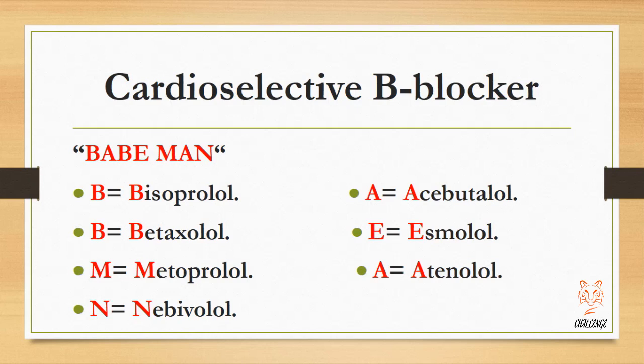Okay, let's go back to our mnemonic, which is baby man. So, B stands for bisoprolol, A stands for acebutolol, B stands for betaxolol, E stands for esmolol, M stands for metoprolol, A stands for atenolol, and N stands for nebivolol.